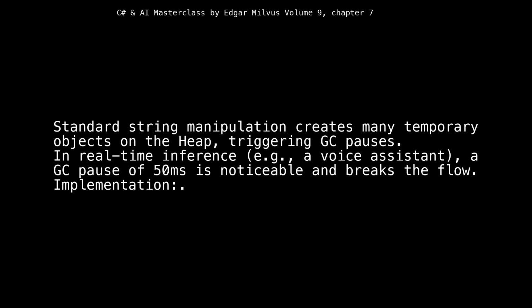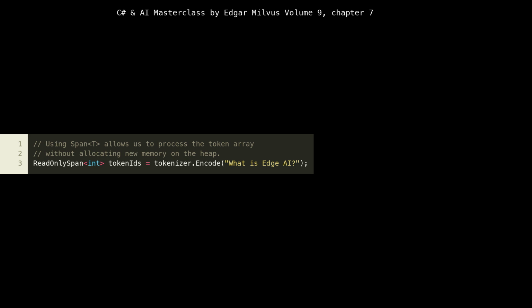Implementation: here, we're making a crucial architectural decision by using ReadOnlySpan<int> for token IDs. This isn't just a stylistic choice, it's a performance-driven one. By using Span<T>, we're able to work directly with a contiguous block of memory, typically on the stack or a segment of an existing array, without incurring the overhead of memory allocation on the heap.